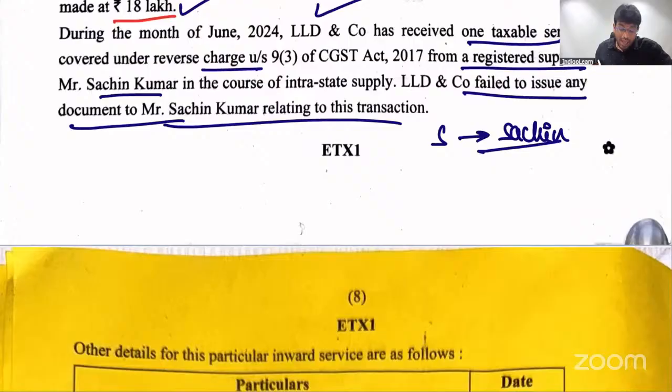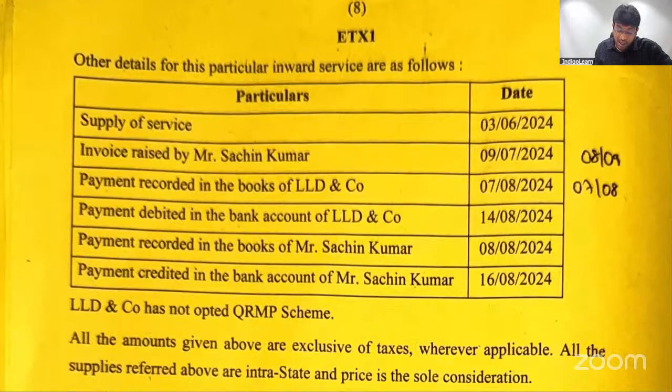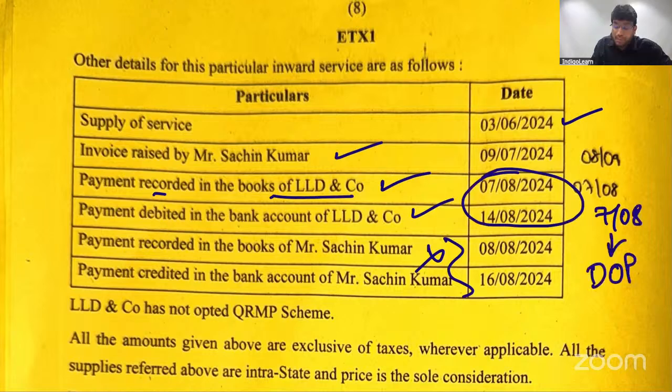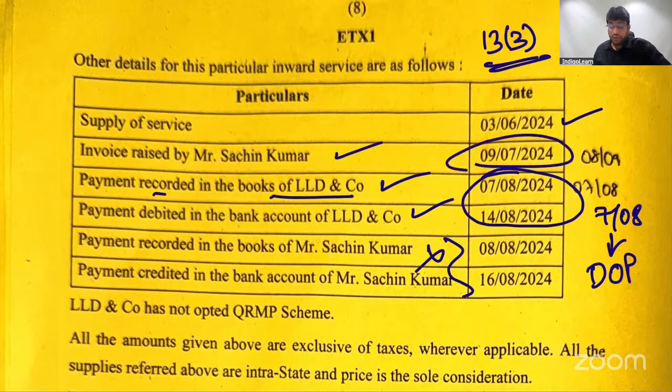Okay. Other details, supply of service they have given, invoice raised by Sachin Kumar is given, payment recorded in the books of LLD, this is important, debited in the books, this is important. But when payment recorded in Sachin, this is not important. So for time of supply, what will you do? Date of payment will be whichever is earlier. 7th August will become date of payment. And we'll apply section 13(3), which clearly says date of payment or 61st day from date of invoice, whichever is earlier.